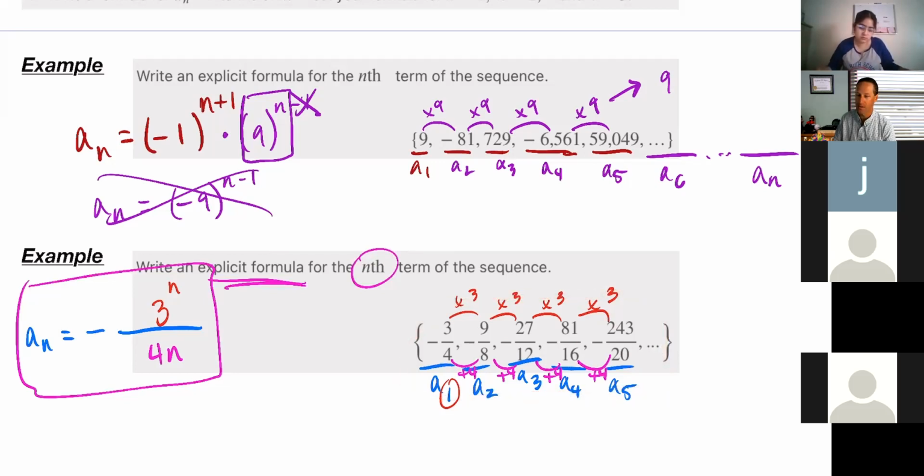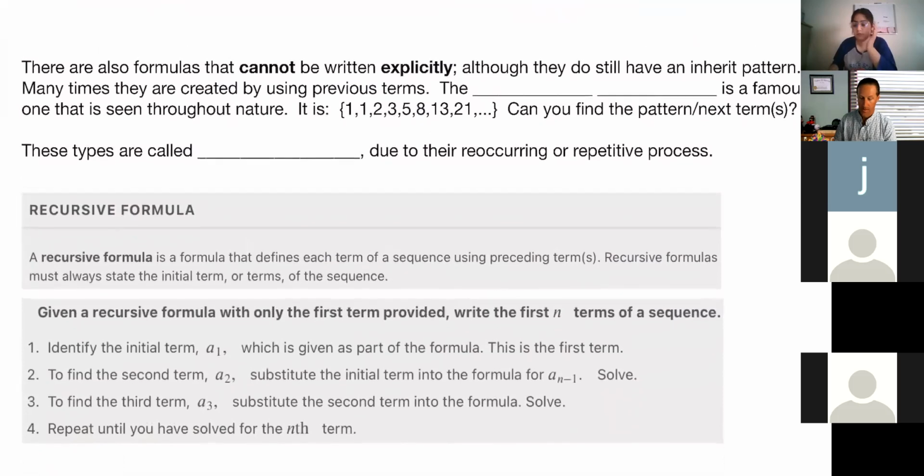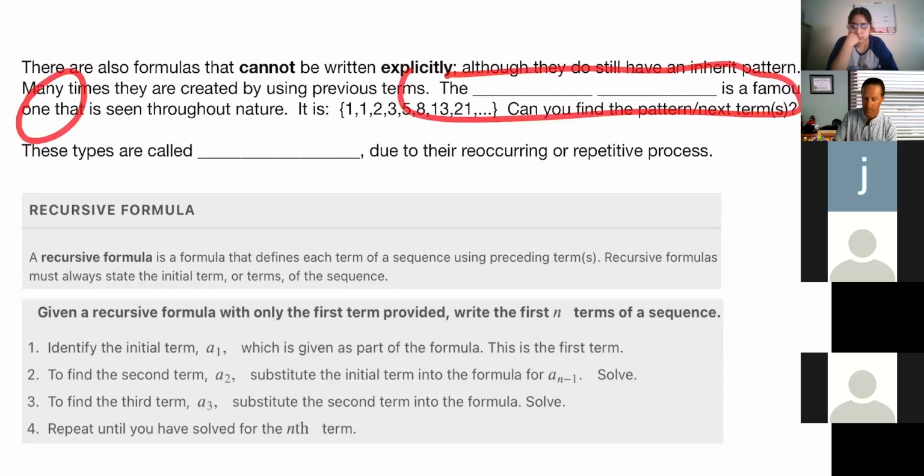Patterns, patterns, patterns. Guys, this will get easier. All right? You just have to recognize these patterns and how to write certain things in certain ways. Okay? But there are formulas that cannot be written explicitly, but they still will have a pattern. Okay? I gave you an example down here, and then I'll go over what it's called. It's actually a famous one.